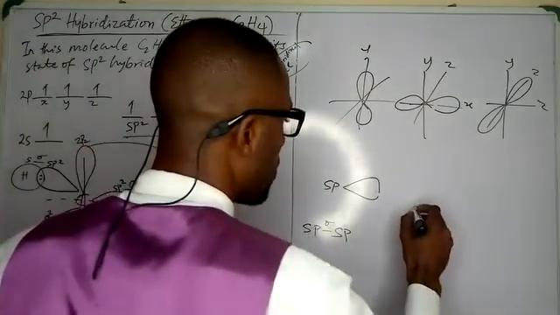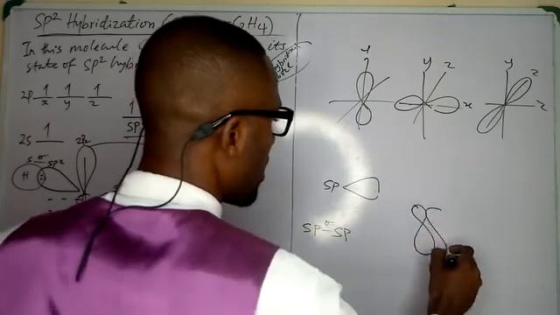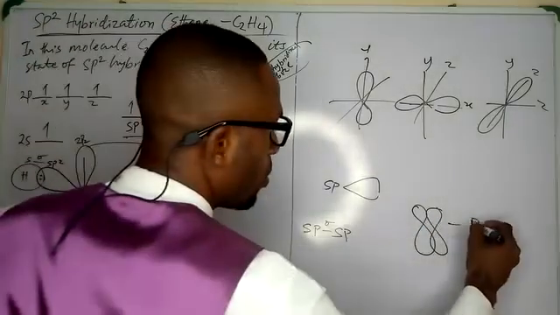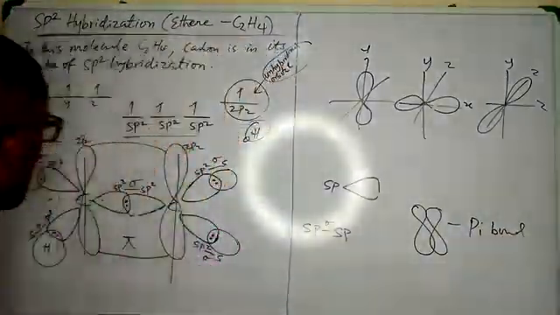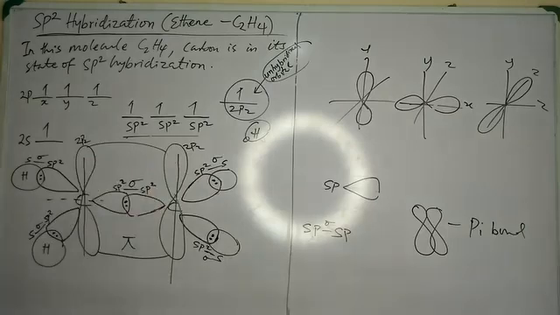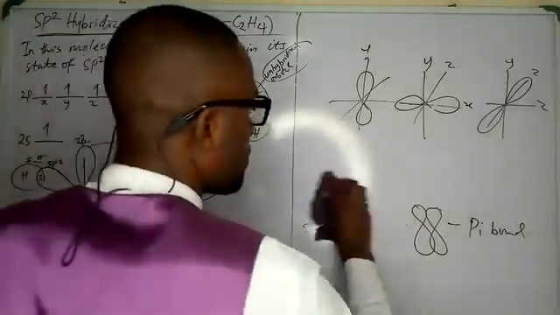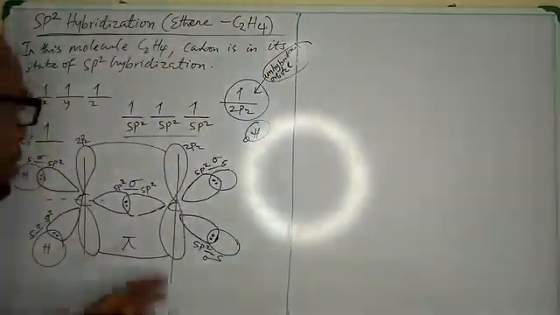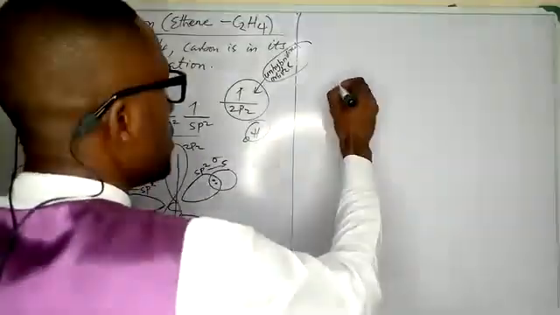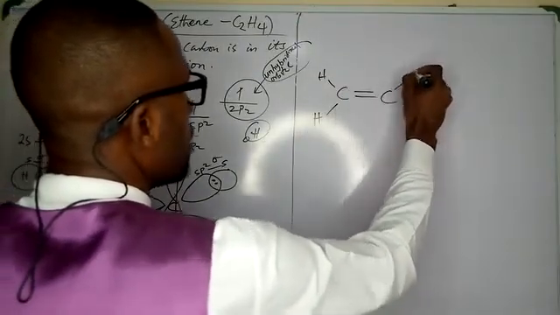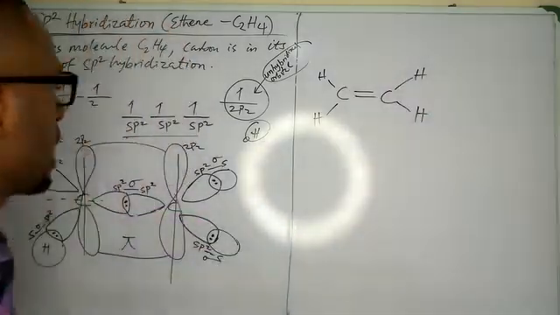Pi bonds are made from lateral overlap. When there is a side-to-side interaction, as we have here, you have what we call a pi bond, okay? So the interaction between this 2pz orbital and this 2pz orbital will give us one pi bond. So at the end of the day, you discover we have two bonds in the center here. Nice, two bonds now, okay? So in a simpler diagram, what we have here is CH2 double bond CH2, that is, C, H, H, double bond, C, H, and H.